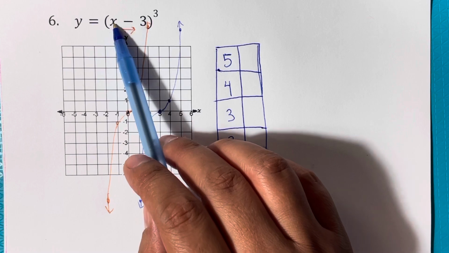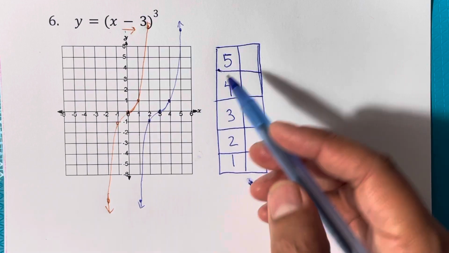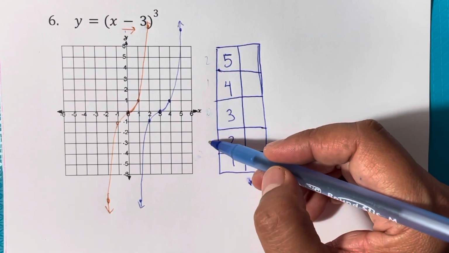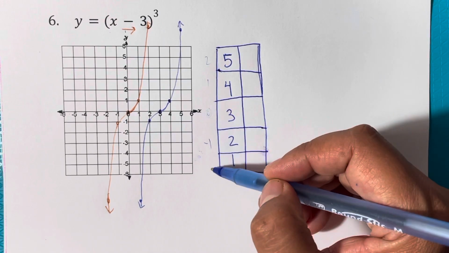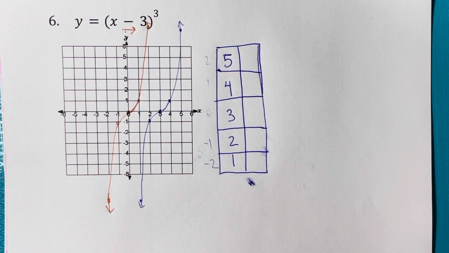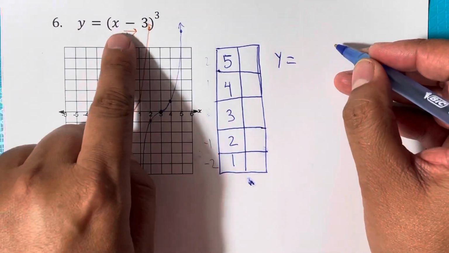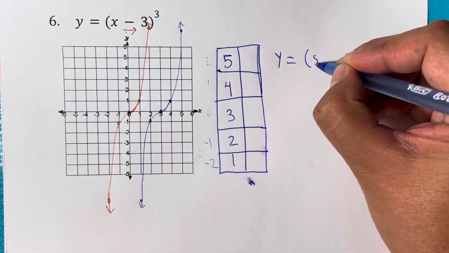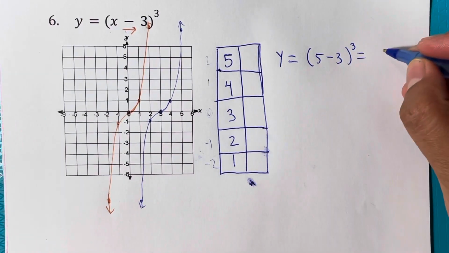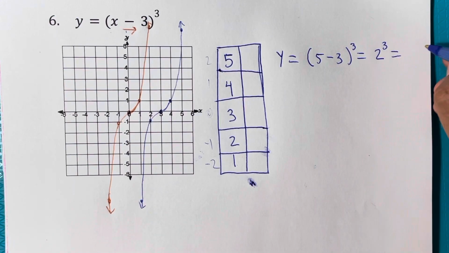What you can also do is put x minus 3 equals 0, because in here you had 0, you had 1, and you had 2. And then just equate it to that, just like we did in the previous video. And it's getting really messy here. Sorry about that. Okay, so now let's start replacing our values in here. So y is equal to 5 minus 3 cubed. 5 minus 3 is 2 cubed. And 2 times 2 is 4, times 2 is 8.